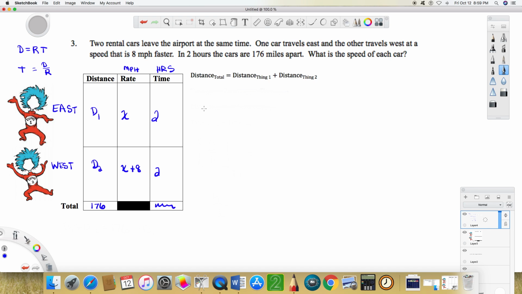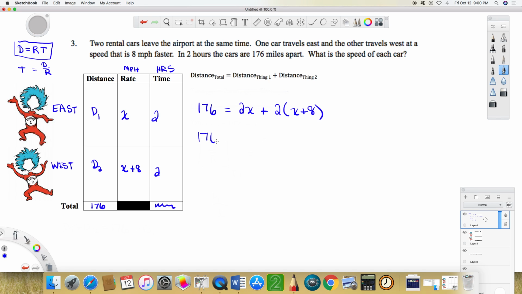So our total distance we know is 176 miles. And we know that distance is rate times time. So let's look at thing 1. The rate is x and the time is 2. So rather than writing x times 2, I'm just going to write 2 times x. And then the distance that thing 2 traveled, if distance is rate times time, then we want the rate, x plus 8, times 2. So I'm going to write the 2 out in front. So now I have one equation and one unknown, and I can solve this.